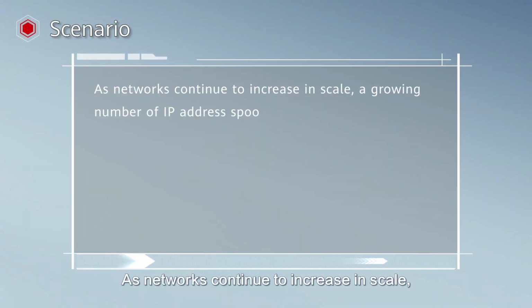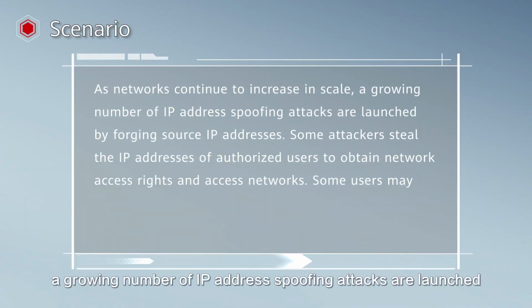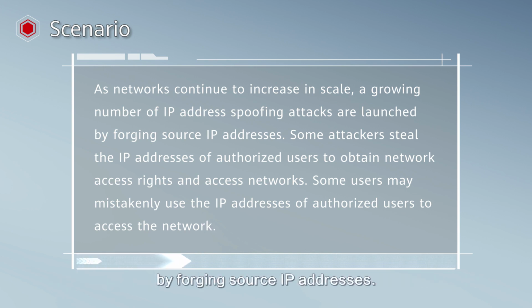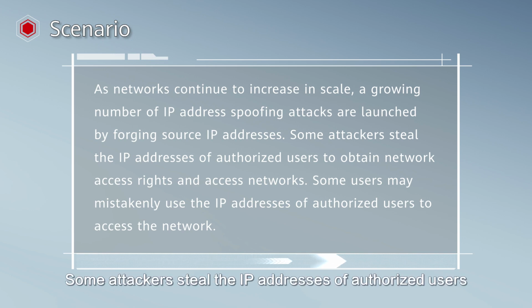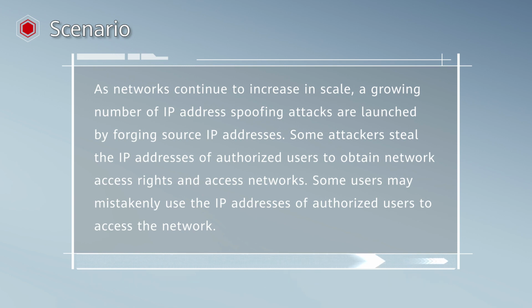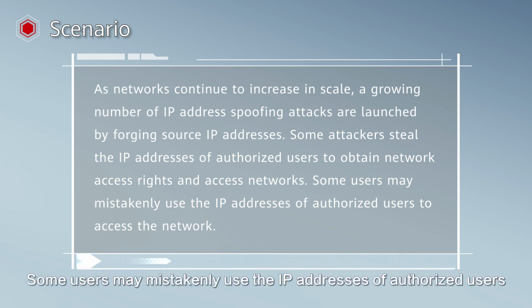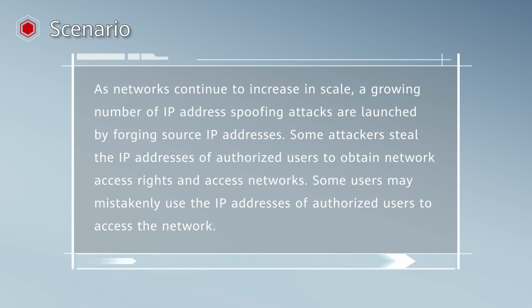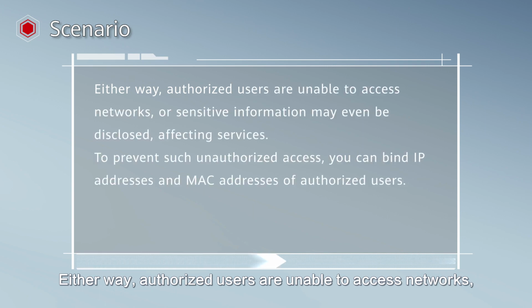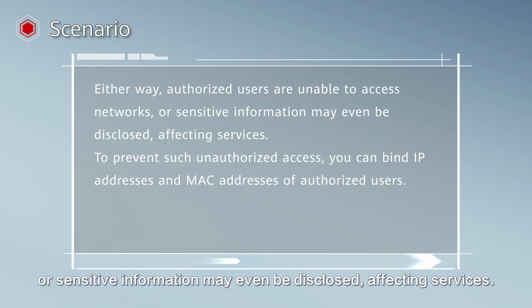As networks continue to increase in scale, a growing number of IP address spoofing attacks are launched by forging source IP addresses. Some attackers steal the IP addresses of authorized users to obtain network access rights and access networks. Some users may mistakenly use the IP addresses of authorized users to access the network. Either way, authorized users are unable to access networks, or sensitive information may even be disclosed, affecting services.